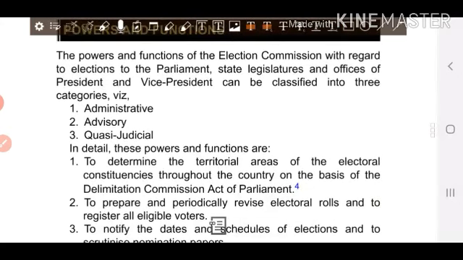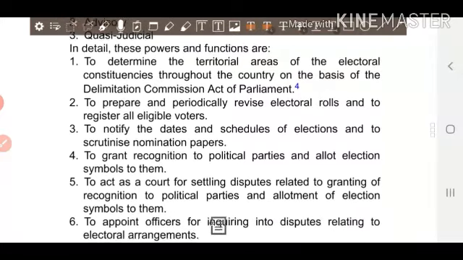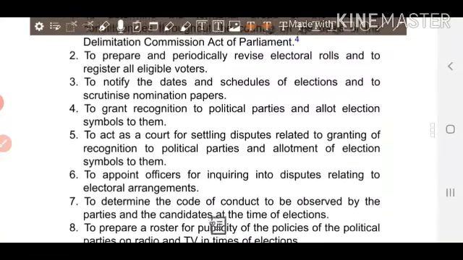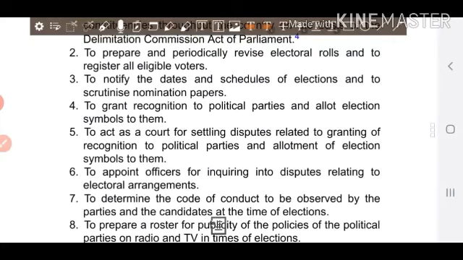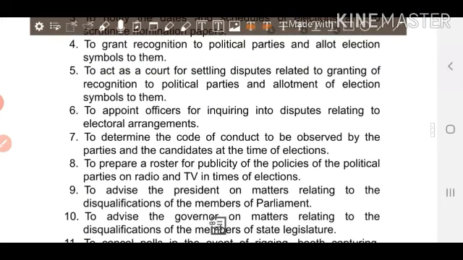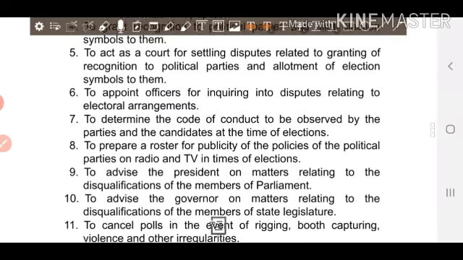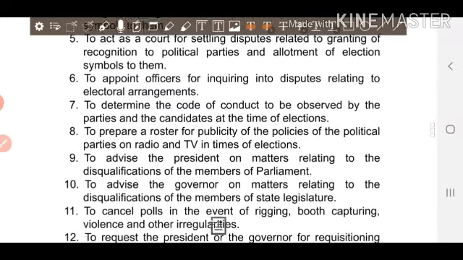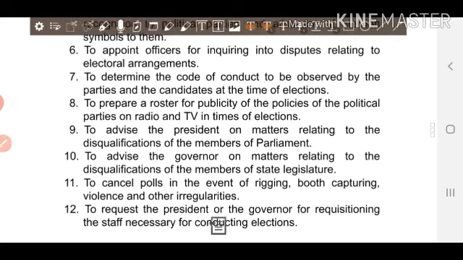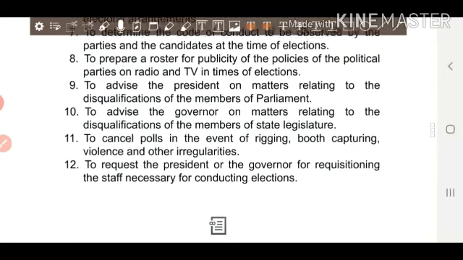Power and functions: administrative, advisory, quasi-judicial. Number one, to determine the territorial areas of electoral constituencies throughout the country on the basis of the Delimitation Commission Act of Parliament. Number two, to prepare and periodically revise electoral rolls, that is the duty of the Election Commission. Number three, to notify the dates and schedule of the elections. Number four, to grant recognition to political parties, which is related to election symbols and allocation of symbols to them, and to act as a court for settling disputes related to the granting of recognition. Number five, to appoint officers for inquiring into disputes relating to electoral arrangements. Number six, to determine the code of conduct to be observed by parties and candidates at the time of elections.